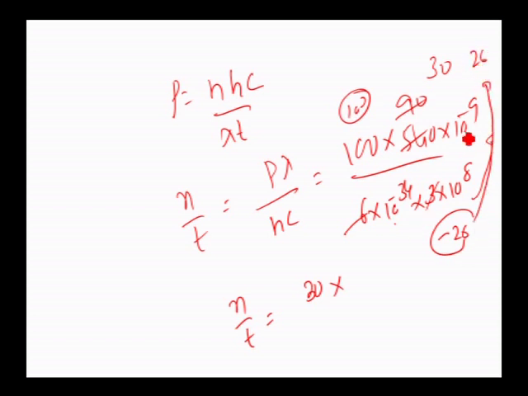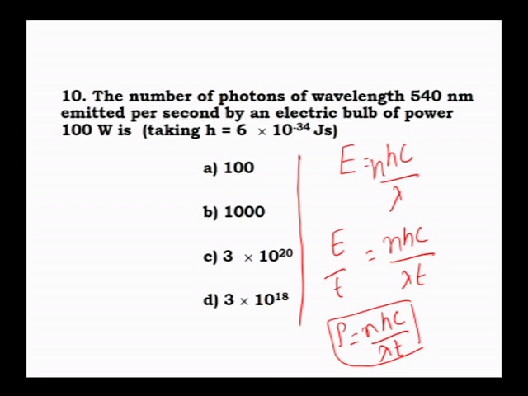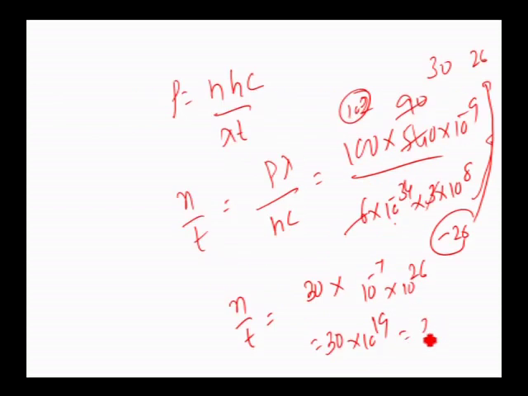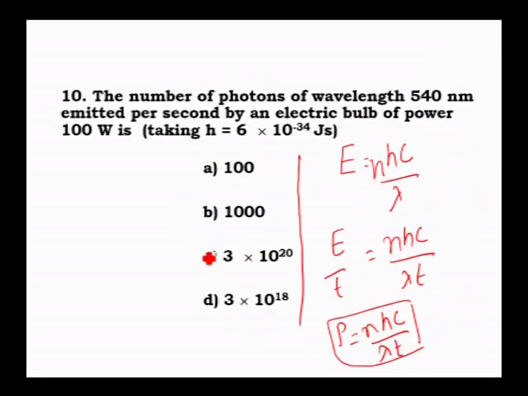What do the powers become now? 10 power 2 is there. Numerator 10 to the power of minus 7. Denominator, when shifted, it is 10 to the power of 26. That is equal to 30 into 10 to the power of 19. How is the answer? Yes, 30 into 10 to the power of 19 can be written as 3 into 10 to the power of 20. Therefore the number of photons will be 3 into 10 to the power of 20, the third option. Remember this important formula: power is equal to n into h into c divided by lambda into t.